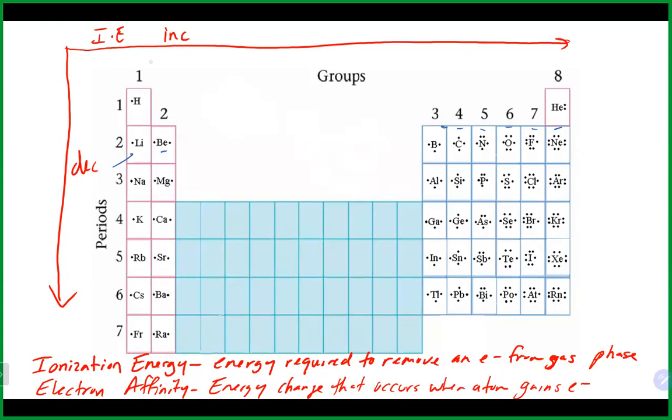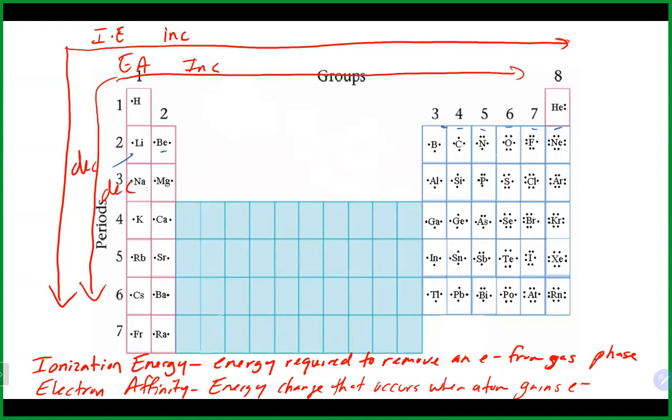The trend's not perfect, but the general trend is electron affinity increases as you go up and to the right, and decreases as you go down to the left.